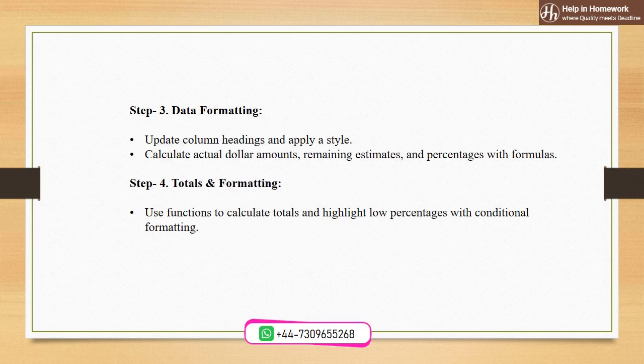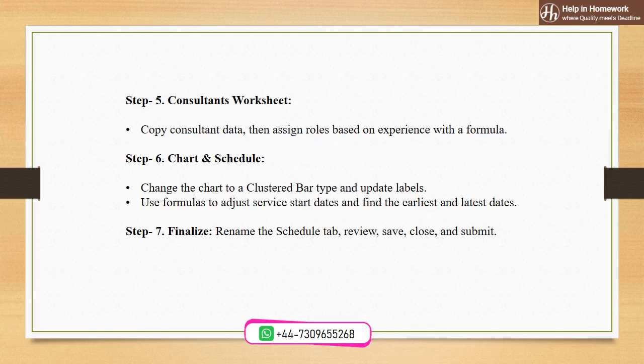Step 3. Data formatting. Update column headings and apply a style. Calculate actual dollar amounts, remaining estimates, and percentages with formulas. Step 4. Totals. Formatting. Use functions to calculate totals and highlight low percentages with conditional formatting. Step 5. Consultants. Worksheet. Copy consultant data, then assign roles based on experience with a formula.